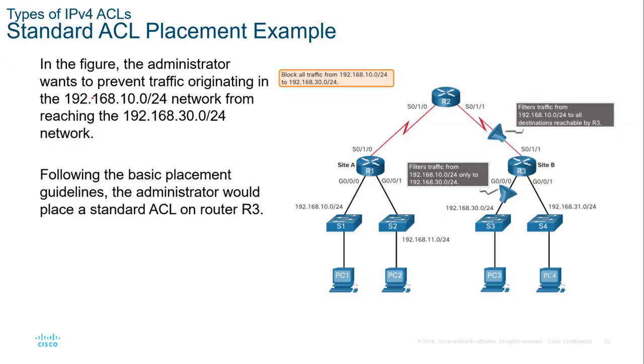The administrator wants to prevent traffic originating in this network from reaching this. So it's 10 from reaching 30. Where is 10? 10 is this. Where is 30? It is this. So which one is the best router where we can place our access control list? Let me hear from you guys.